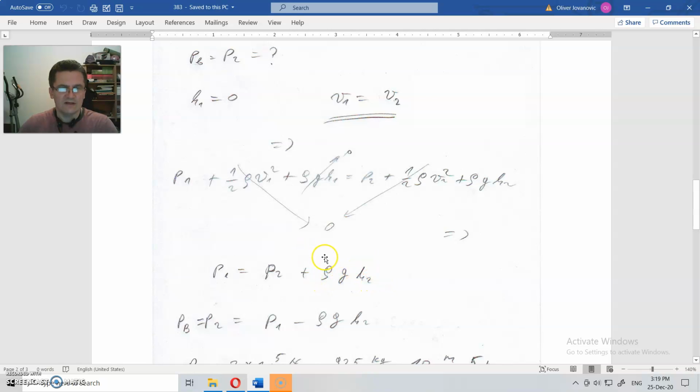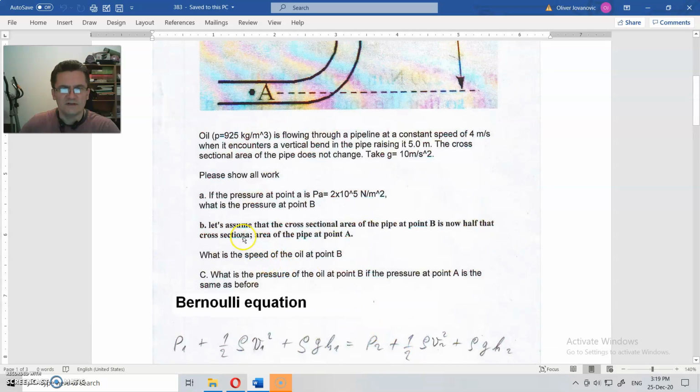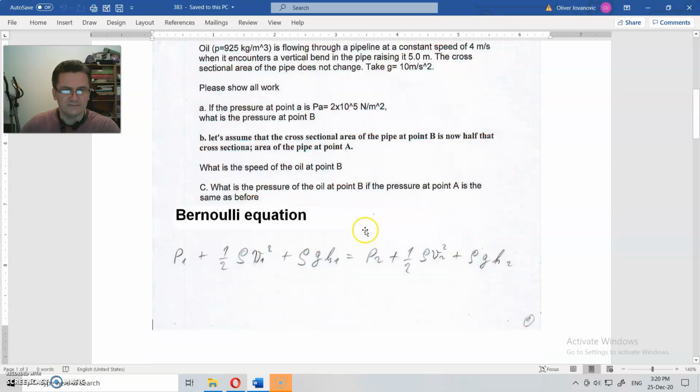And we have everything, and now we need to find the pressure at point B, or second. And that is 153,750 Newton per meter squared. That is under A. Under B, what will happen if that diameter is half of that? The diameter, let's assume that is first, under A is finished. Under B, let's assume that the cross-sectional area of the pipe is now half. The cross-sectional area is half of that of A.